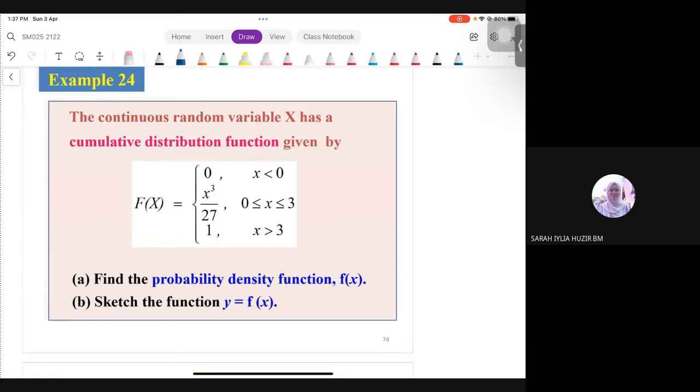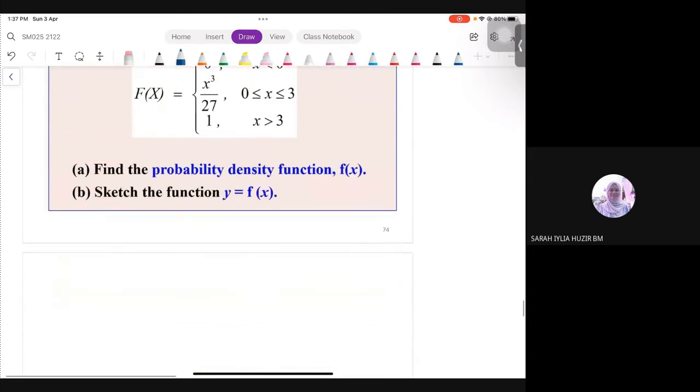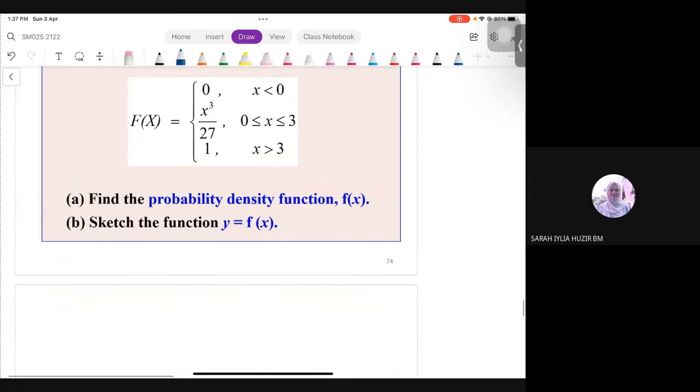First part, find the probability density function. After that, we have to sketch the graph. The question is straightforward and the calculation is quite easy. What do we have to do? Just directly differentiate each function based on its range. So first, when x is less than 0, we differentiate 0. Differentiating 0, we get 0 as our answer.